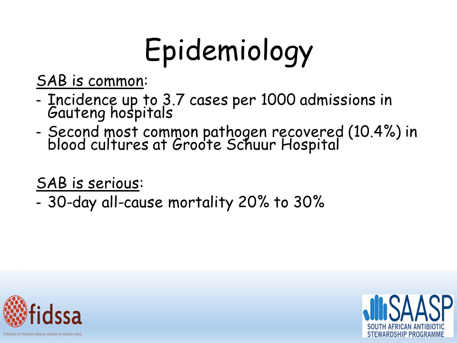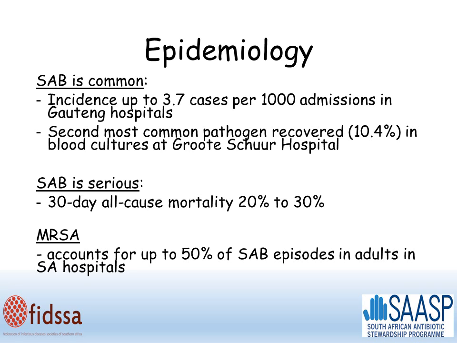It's also serious. The all-cause mortality globally is around 20 to 30% at 30 days. And MRSA, which is the resistant form, accounts for up to 50% of SAB episodes in adults in South African hospitals, and an even higher proportion in pediatric hospitals.